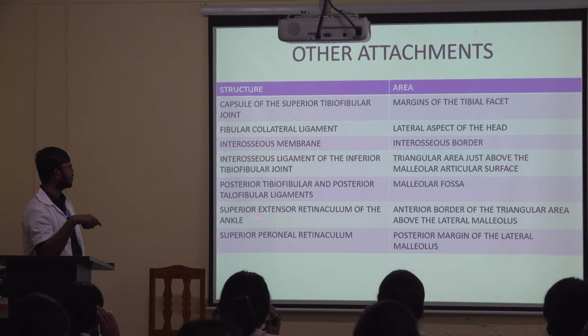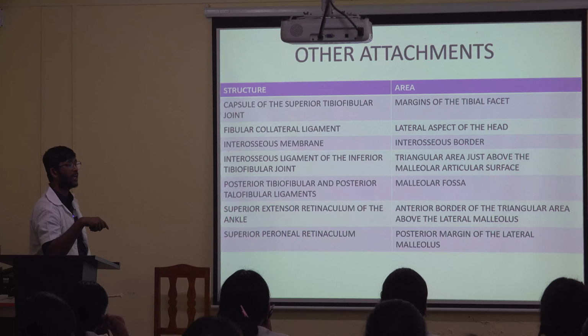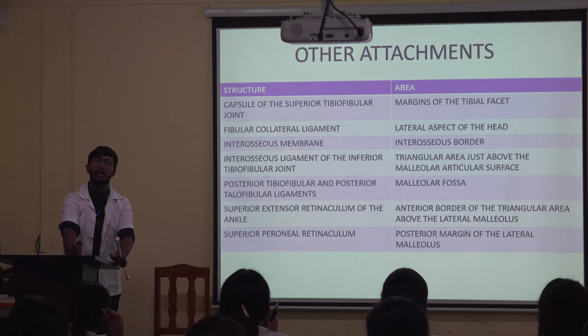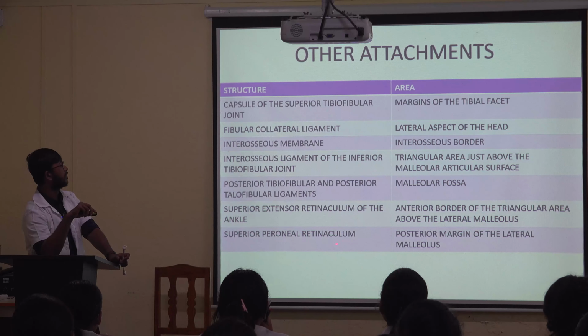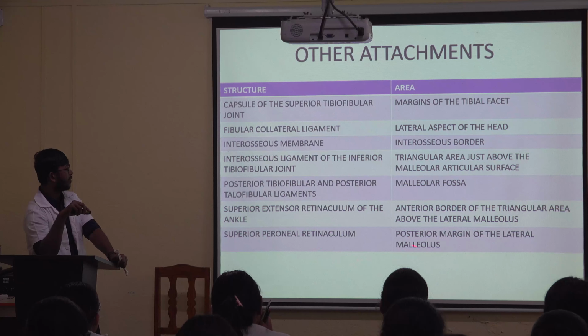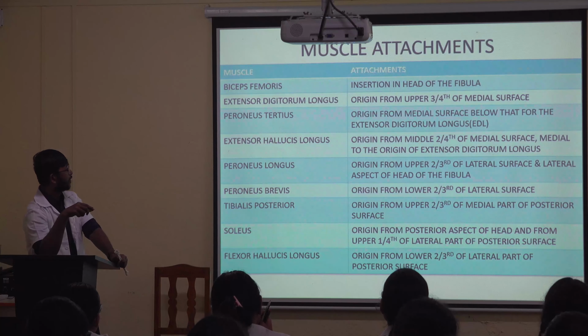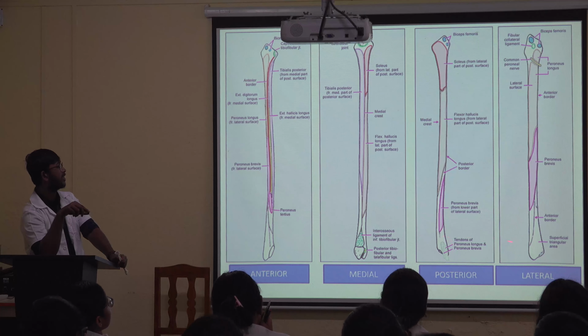Now coming to the superior extensor retinaculum of the ankle. Will it be present anteriorly or posteriorly? Anteriorly. So the superior peroneal retinaculum will be present posteriorly. The superior extensor retinaculum of the ankle is present at the anterior border of the triangular area above the lateral malleolus, and the superior peroneal retinaculum is present on the posterior margin of the lateral malleolus. That's all. Just behind the lateral malleolus we have the tendons of peroneus longus and peroneus brevis.